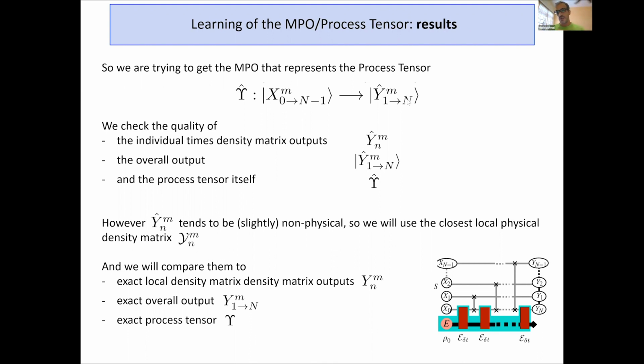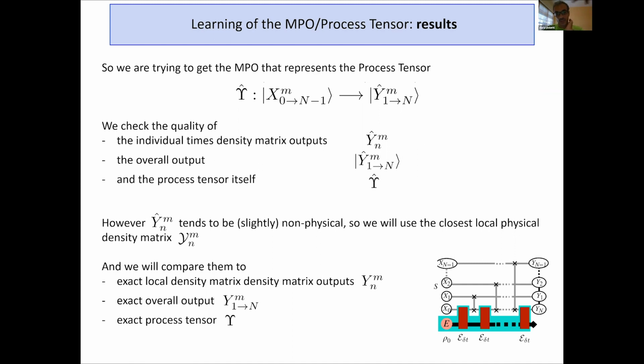Given the output of the input states times MPO, given the output, reduced local reduced density matrix, we find the density matrix which is physical density matrix which is closest to it, and this is what we call this capital Y cal here, Mn, and this is what we use when we compute distances, okay, for the single density matrices.